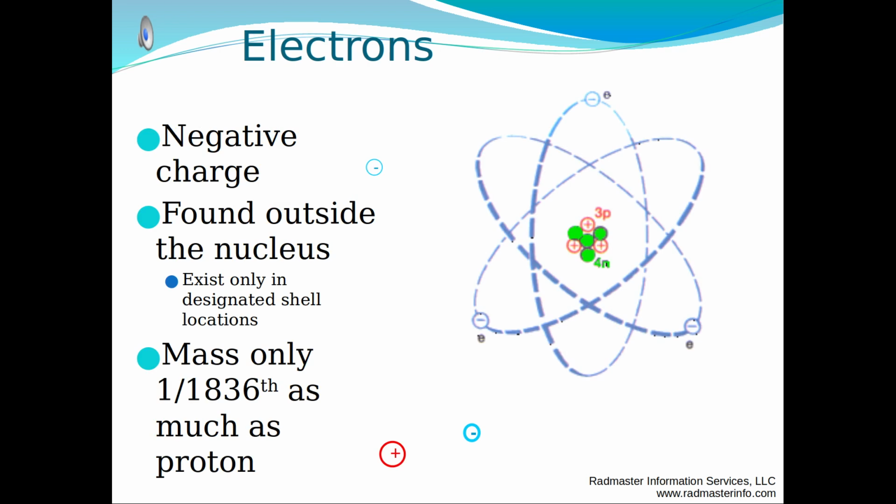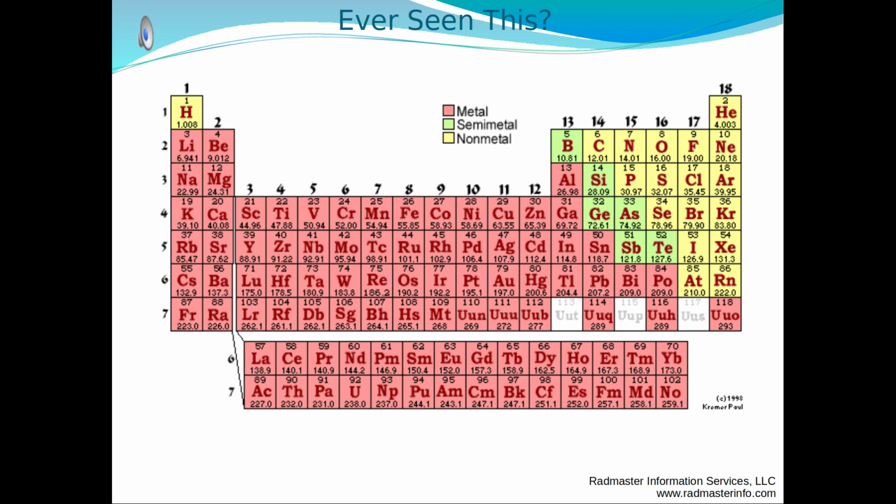Electrons are found outside the nucleus and only in designated locations called shells. The electron has a negative charge, equal to but opposite to the charge of the proton. Electrons have a very small mass compared to the proton or neutron. It takes the mass of almost 2,000 electrons to equal the mass of a proton. The periodic table organizes the various types of atoms into columns based on logical groupings, according to chemical properties, which are determined by the configuration of the electrons orbiting the atom.